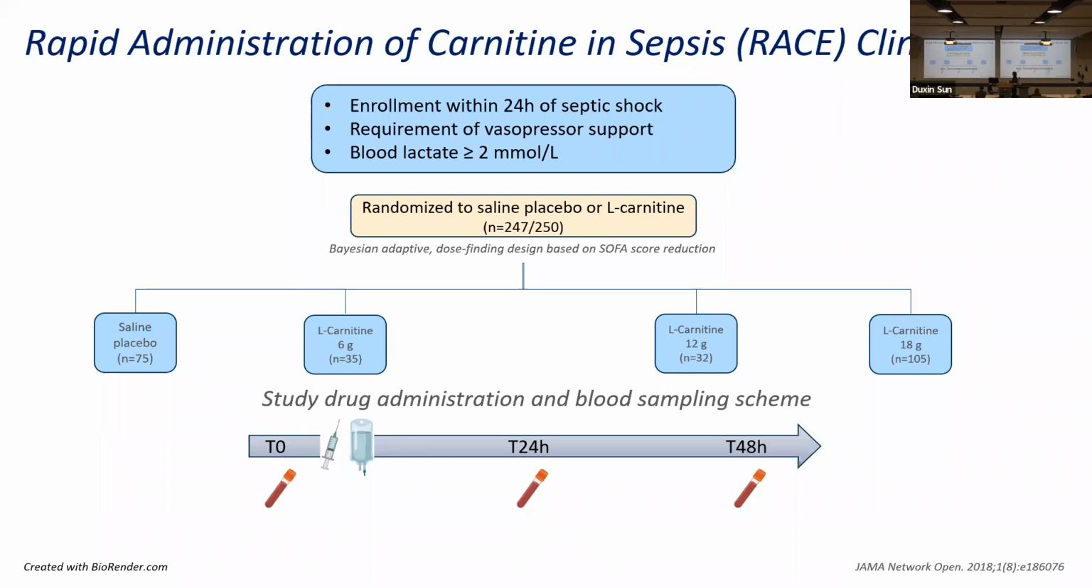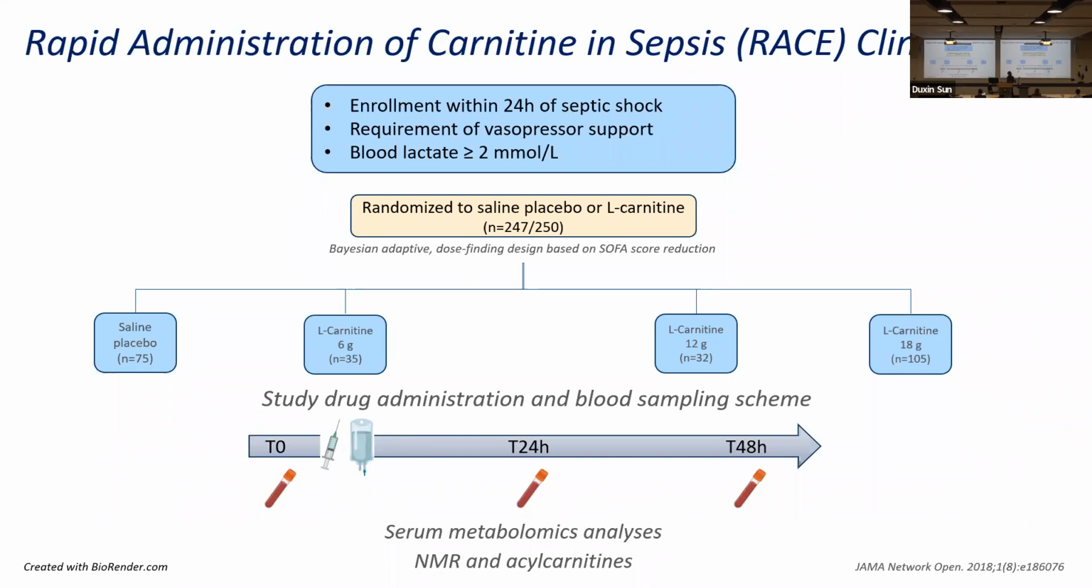So this study was a randomized trial, as I mentioned, and patients were randomized to placebo, or they received one of 3 different doses of L-carnitine in an adaptive dose-finding design, and blood samples were collected before treatment and then 24 and 48 hours after. We assayed the serum using NMR, and we assayed them for acylcarnitines.